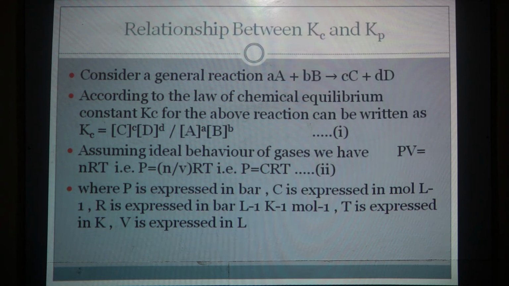P is equal to CRT, where P is expressed in bar, C is expressed in moles per liter, and R is expressed in bar liter K^-1 mole^-1. T is expressed in Kelvin and V is expressed in liters.